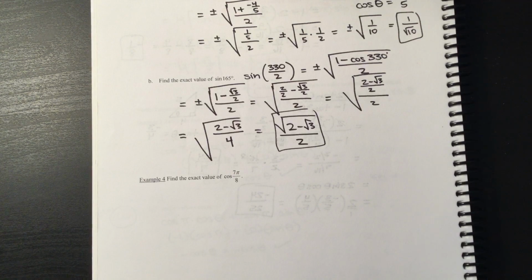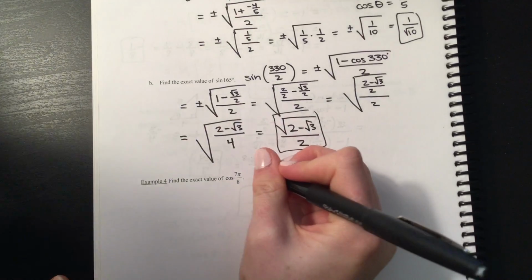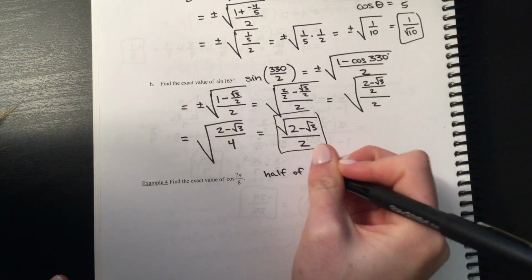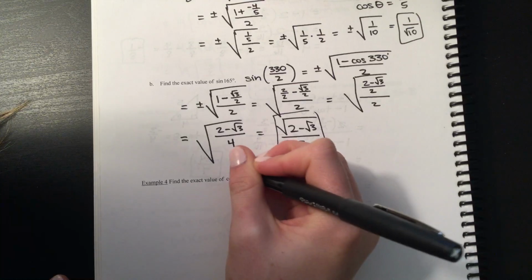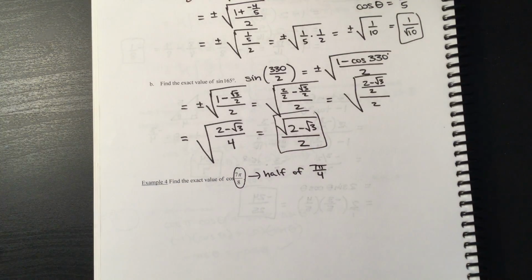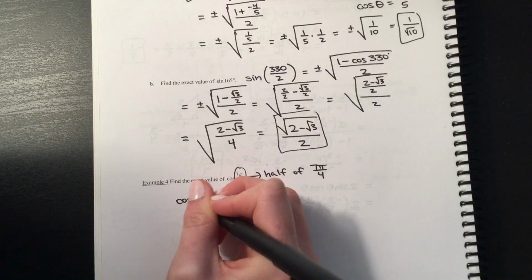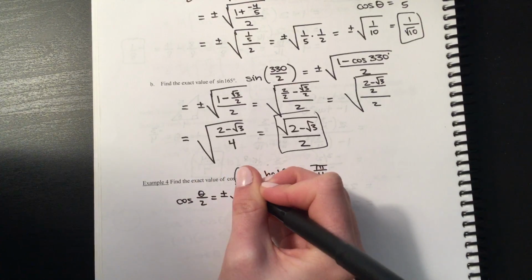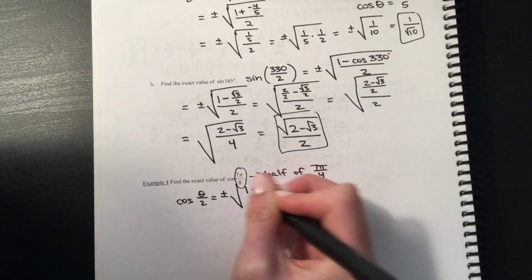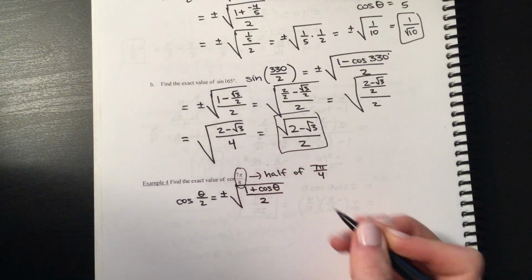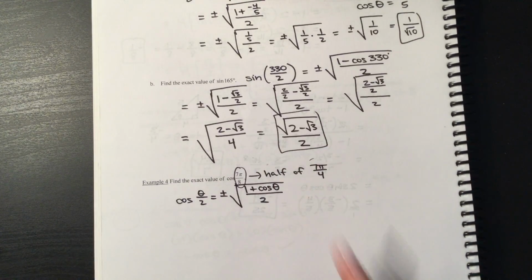Exact value of the cosine of 7 pi over 8. Okay, so this one would also be used as a half angle formula. That is half of 7 pi over 4. Okay, so that's this angle right here, half of 7 pi over 4. So we can set up a cosine half angle formula. Okay, so the angle in question, the theta, would be 7 pi over 4.